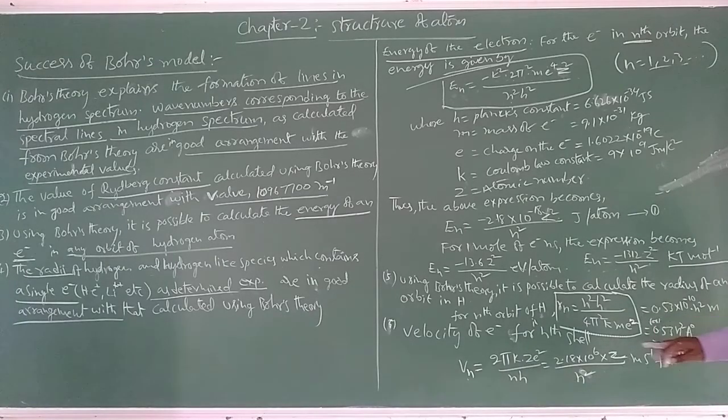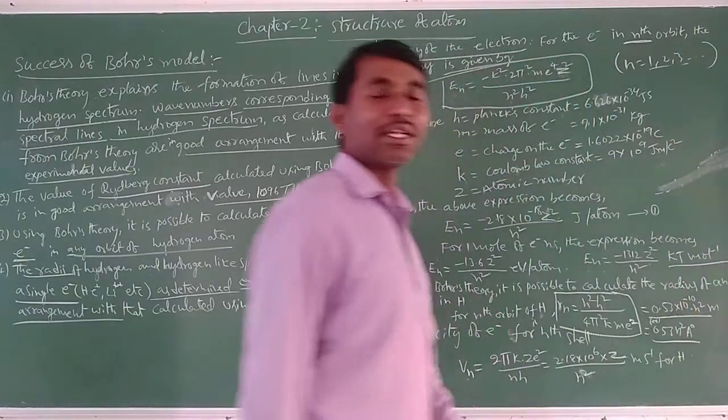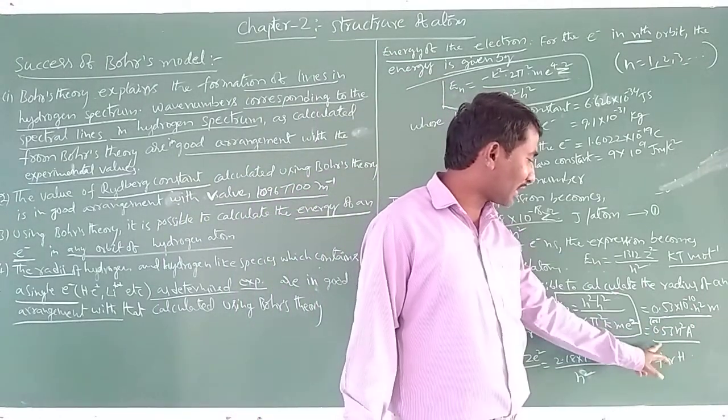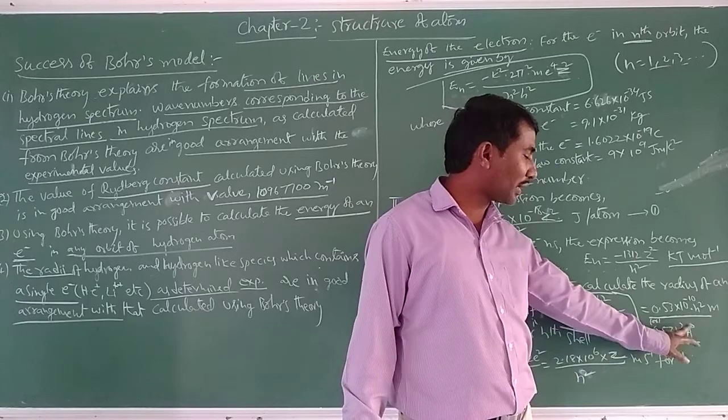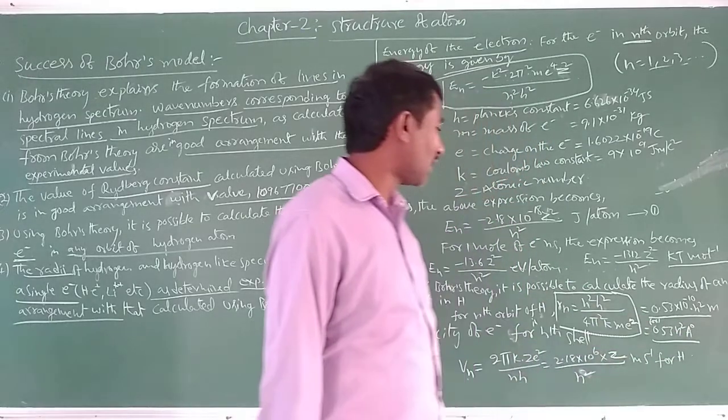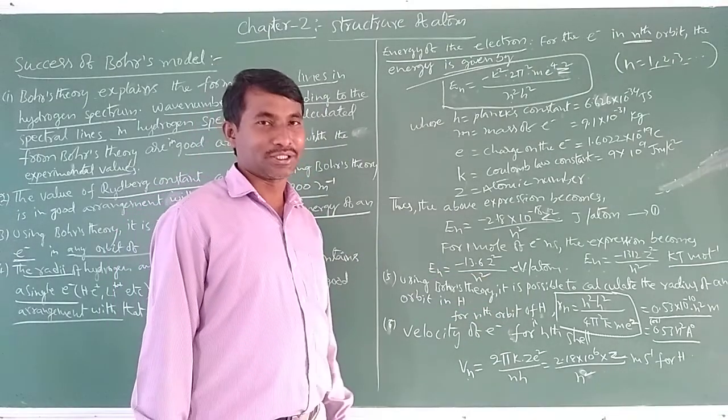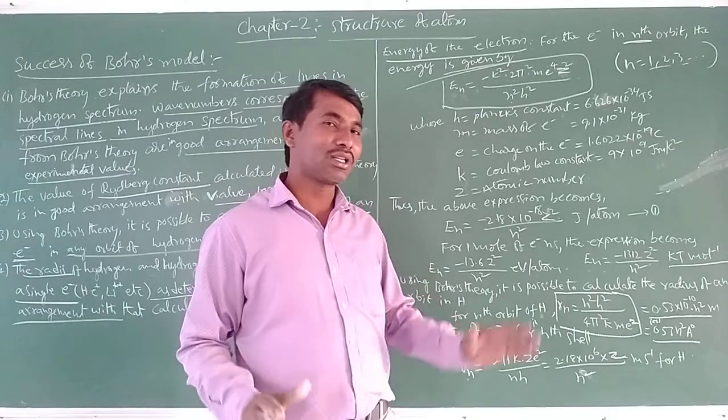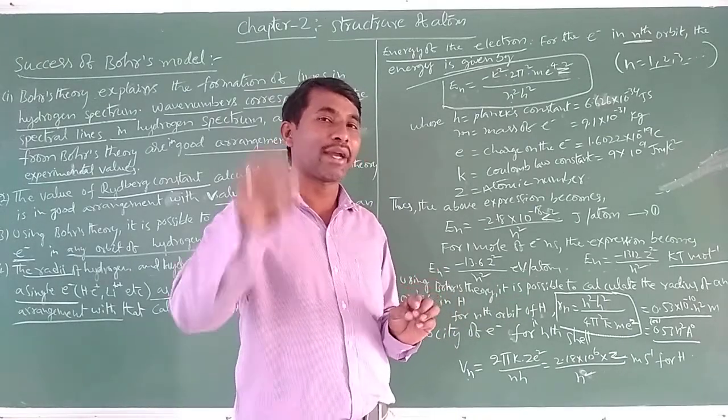After these values are substituted in the formula, that gives 0.53 into 10 power minus 10 n square meter. 10 power minus 10 meter is equal to 1 angstrom unit. So that's why we will write it as 0.53 n square angstroms. That is the radius of the nth orbit. All these you must remember or keep in your mind.